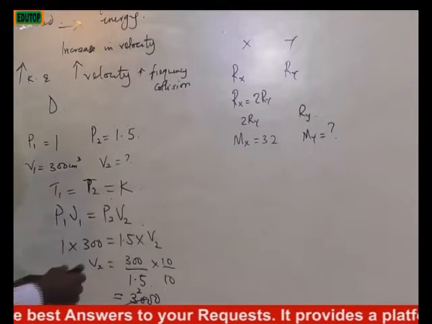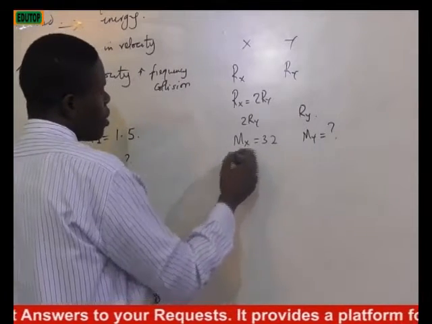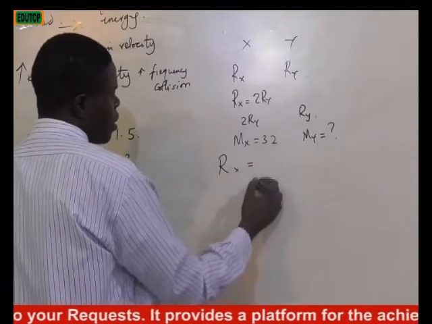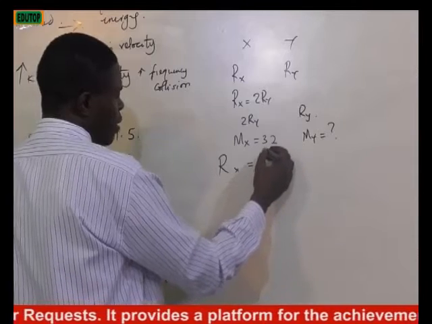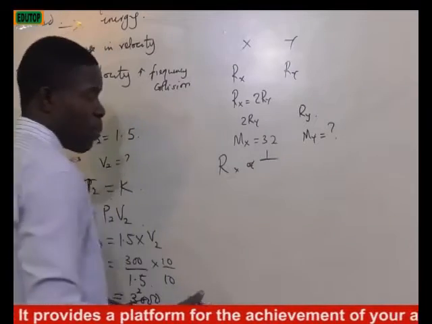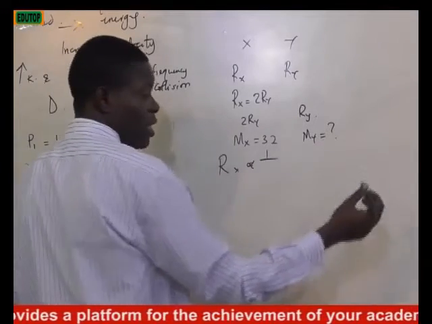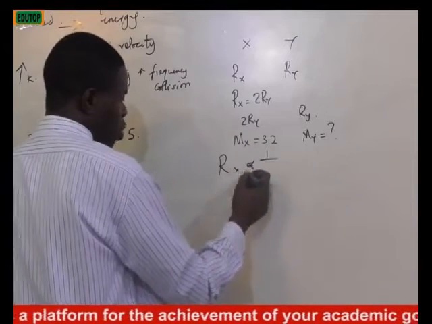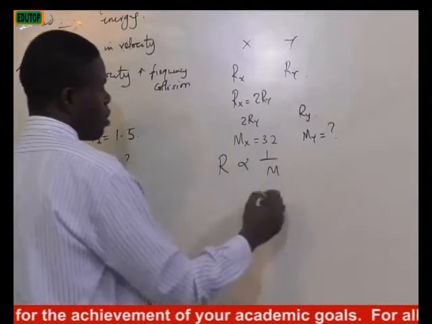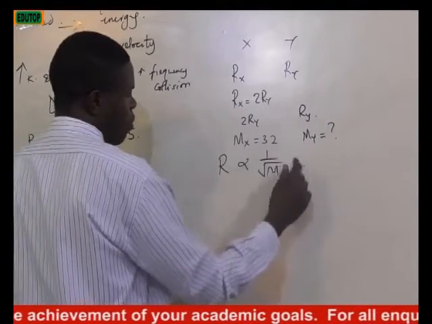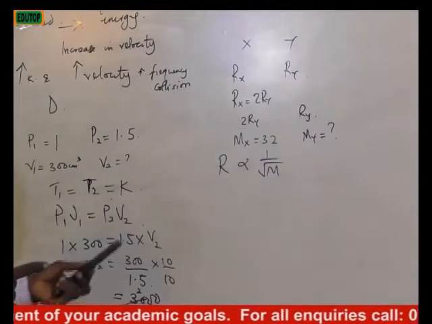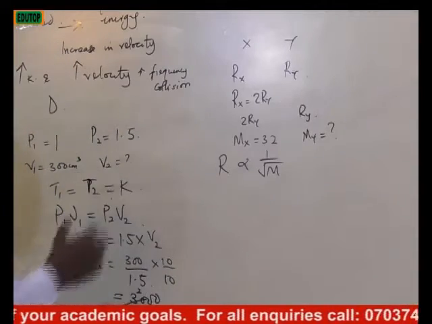In this situation, let's quickly talk about the implication of the law. Rate of diffusion is inversely proportional to the square root of vapor density. And there is a relationship between vapor density and relative molecular mass. So that means automatically the rate of diffusion is inversely proportional to the square root of relative molecular mass, since it's inversely proportional to the square root of vapor density. So it will be like this.